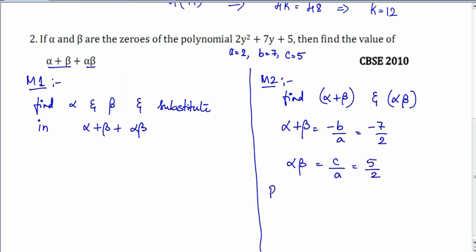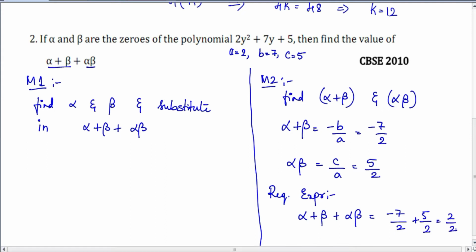Now what is our required expression here? Alpha plus beta plus alpha beta, right, which is minus 7 by 2 plus 5 by 2. Minus 7 plus 5 is minus 2. So 2 by 2 gives you the answer 1. So the value of this expression alpha plus beta plus alpha beta is equal to 1. So this is one way of solving, and this is the preferred method.